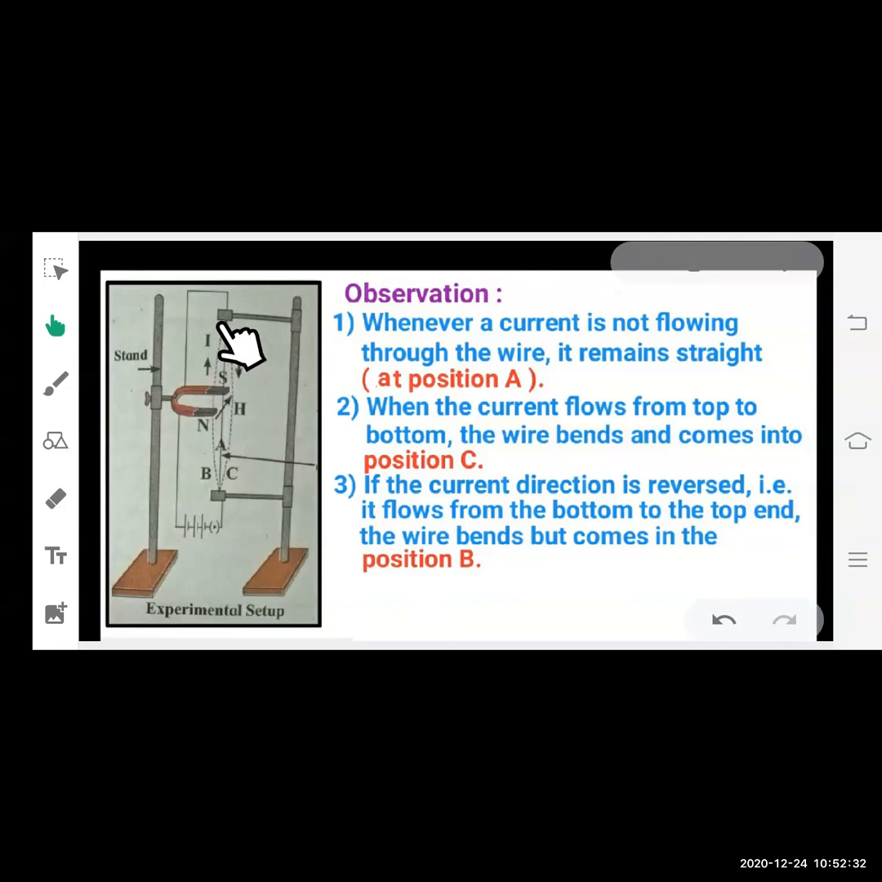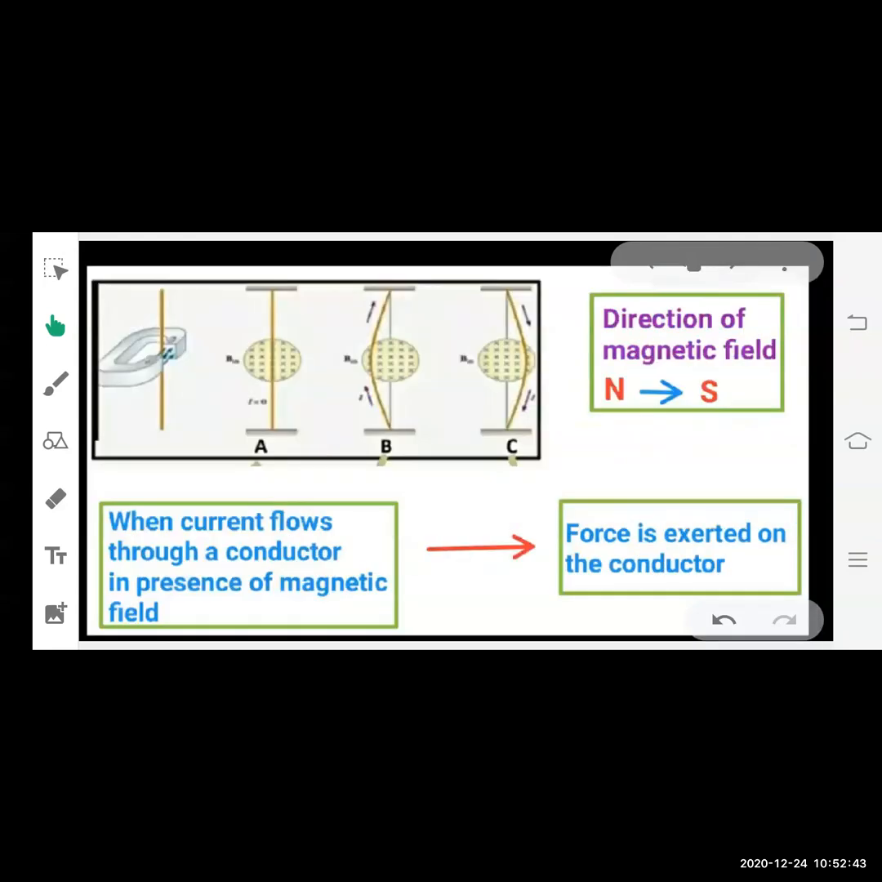But when the current starts flowing from bottom to top, the wire bends towards the B position. You can see the B position. So this is the observation. From this observation, let's see why this happens, why the wire bends.